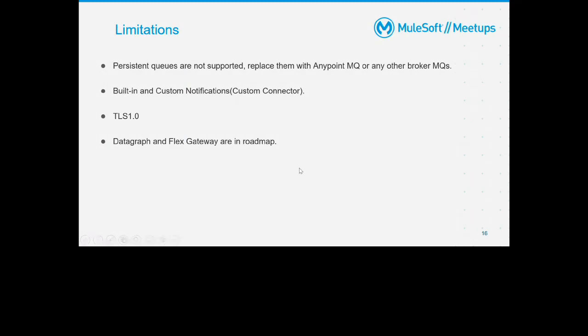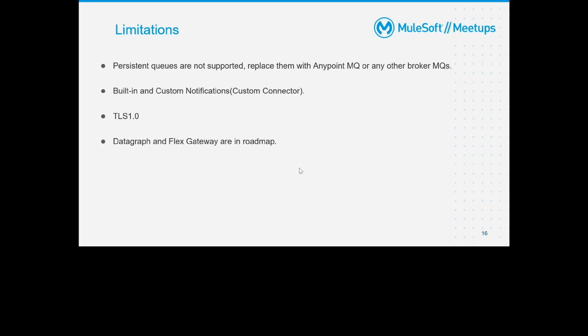Limitations, yeah. So in CH 2.2, they have removed the persistent queues, and now in place of that, you need to use any time queue or any other MQ brokers. Persistent queue is not available, not present in CH 2.2 because they are using clustering for now. So it is advisable to not. That's why they have removed these persistent queues over here.